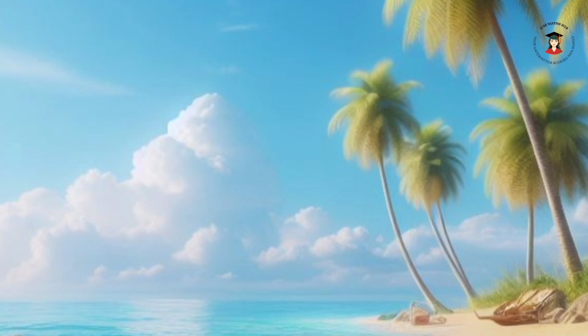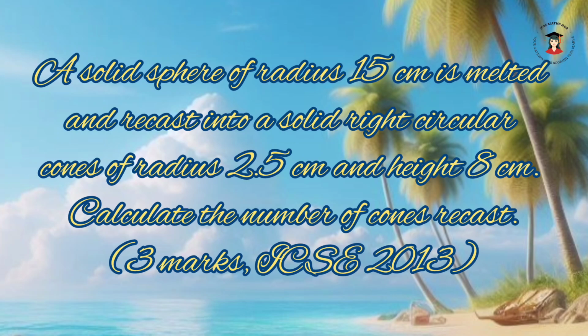The 18th question. A solid sphere of radius 15 centimeter is melted and recast into solid circular cones of radius 2.5 centimeter and height 8 centimeter. Calculate the number of cones recast. This is similar to the question that we have worked out right now. So here again a sphere is melted and recasted into a number of cones, and the number of cones need to be found out.